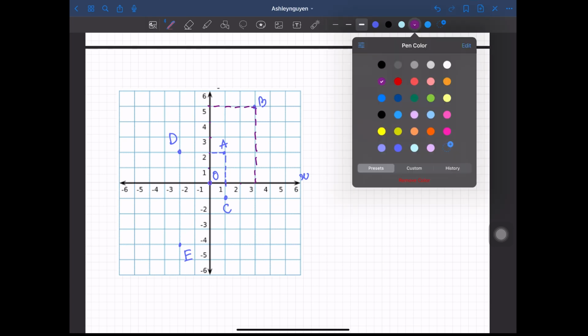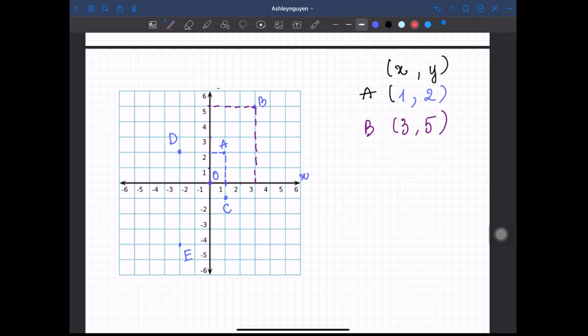The next point, C. Start from the origin, move to the right 1 unit. So C has the x coordinate at positive 1, and for the y coordinate, from the origin move down 1 unit. So C has the coordinate (1, -1).